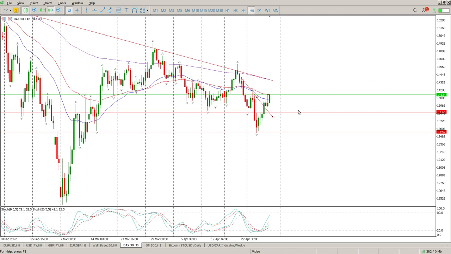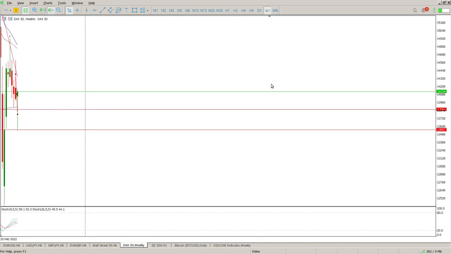So, big down, big up, tails to the upside, tails to the downside, and then in the US market we ended up with a green bar close to the upside. Now, the really important thing to pay attention to right now is the weekly.